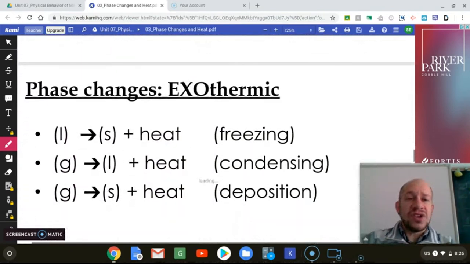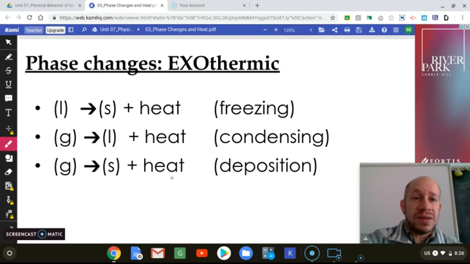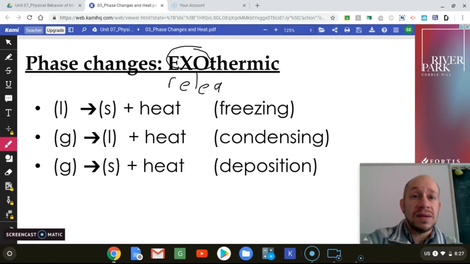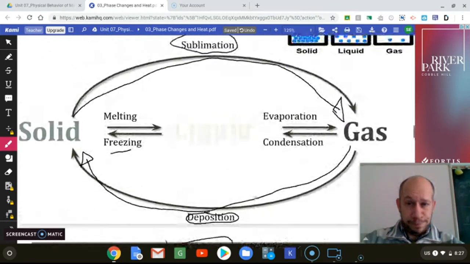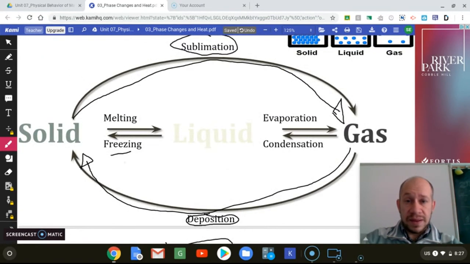The phase changes that are exothermic are where energy is being released, or exiting. When heat is being released, I'm going from a liquid to a solid, going from a gas to a liquid, and going from a gas to a solid. Heat is then as a product being released. Freezing, condensing, and deposition. So I think going from right to left on this diagram.